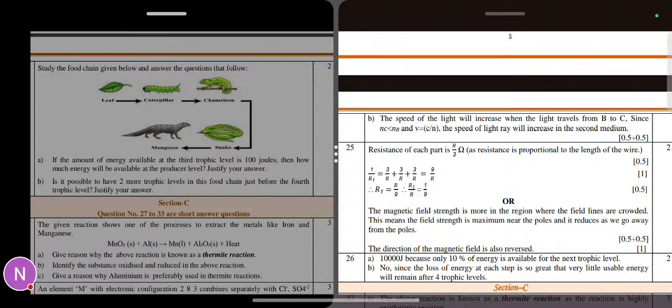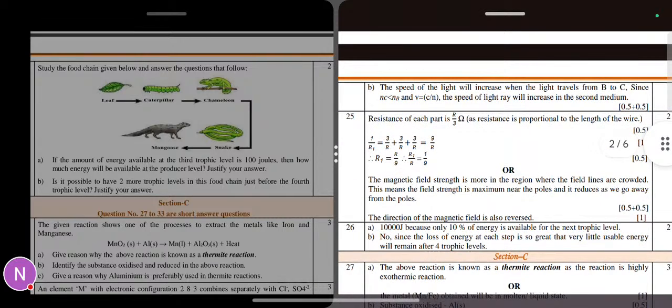Next, B question. Is it possible to have two more trophic levels in this food chain just after the fourth trophic level? Justify your answer. No. Since the loss of energy at each step is so great that very little usable energy will remain after the fourth trophic level. Therefore, it is not possible to have two more trophic levels in the food chain.